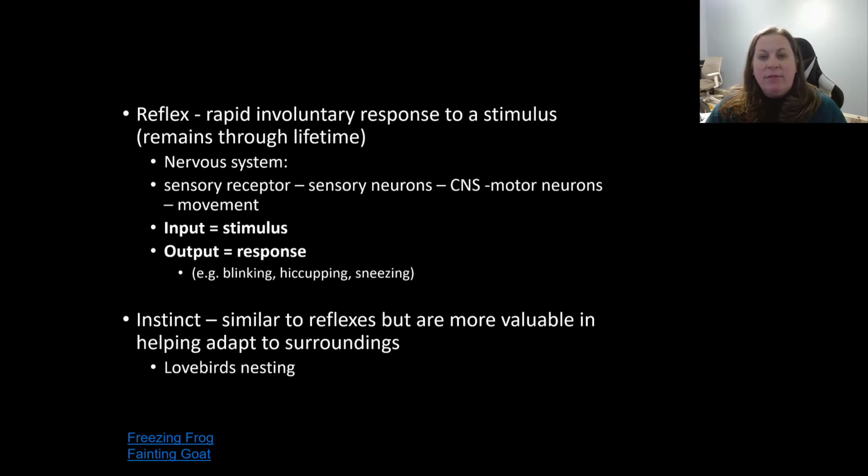Now, again, I do have a few videos that kind of go into this. There's the fainting goats and the freezing frog. So again, you can put these into the search bar on YouTube and you can potentially watch them. And so these are a reflex or an instinct that takes place. Some of these are more beneficial for survival, like the freezing frog, but fainting goats, not so much. So take a look.